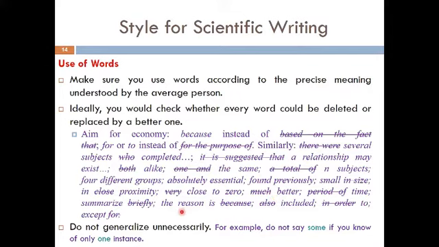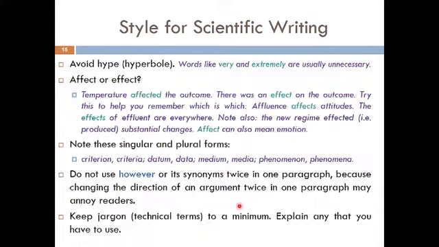So those redundant words should be removed. Then do not generalize unnecessarily. For example, do not say "some" if you know it is only one instance. And then avoid words like "very" and "extremely"; they are usually unnecessary, because you will be telling the reviewer that you have already taken a side, because the reviewer at the end of the day will want to review and tell you either it's very or extremely.